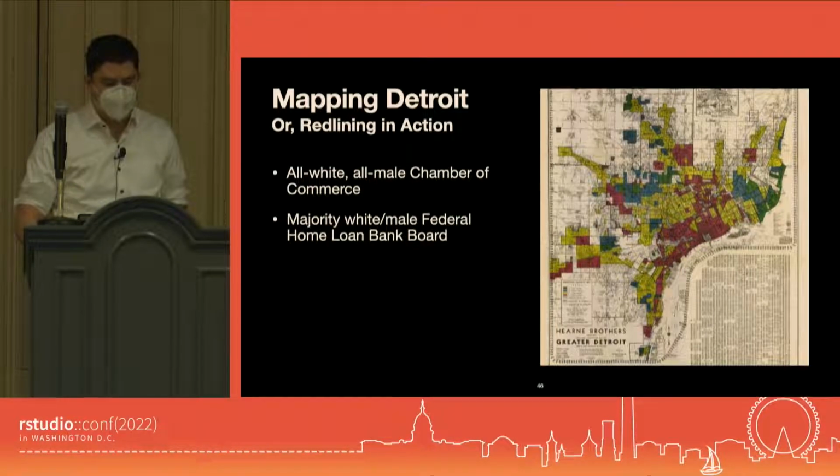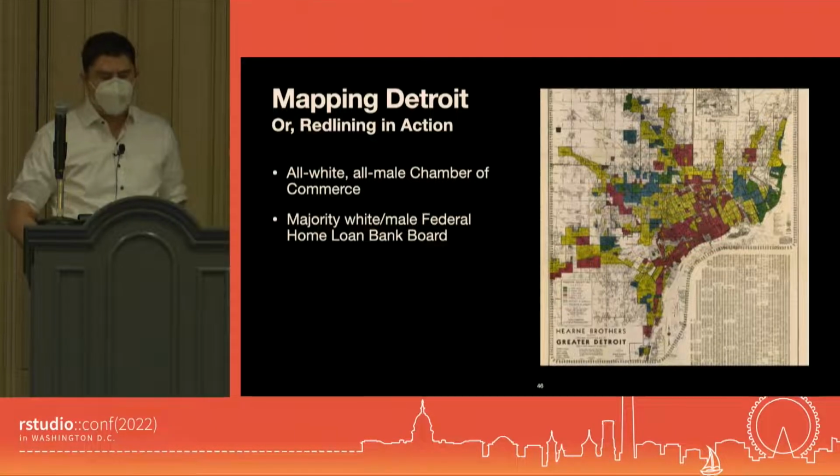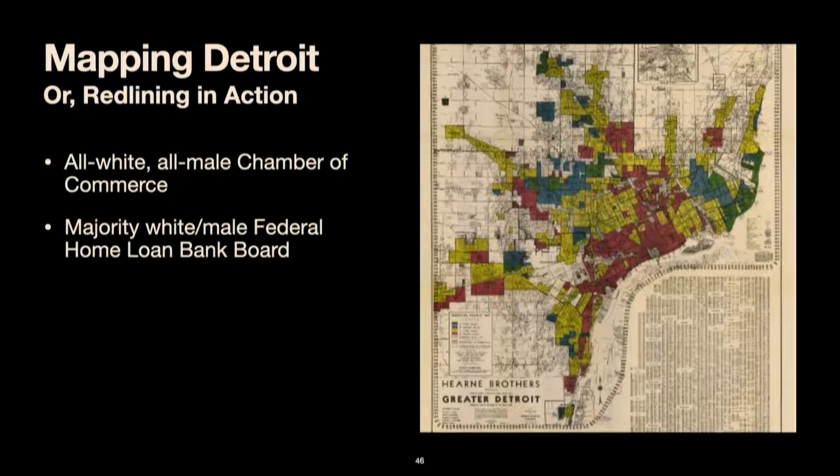My final example comes from Mapping Detroit. I call this redlining in action. This was a map that was produced in 1929 by an all-white, all-male Chamber of Commerce and a majority-white male Federal Home Loan Board. The purpose of the map was to figure out neighborhoods where it was risky to offer people loans and neighborhoods where it was safe to offer people loans.